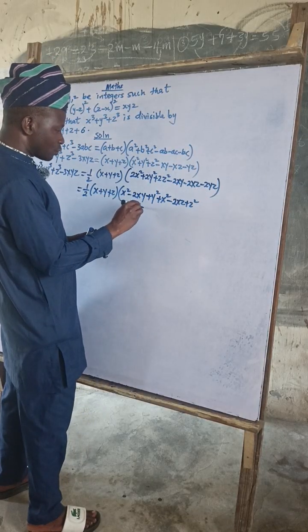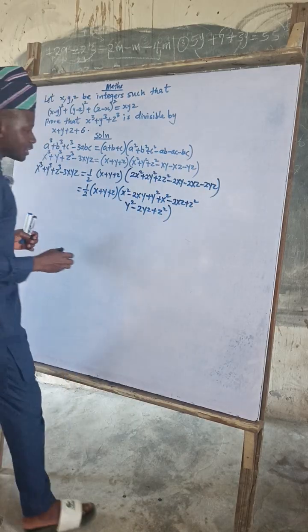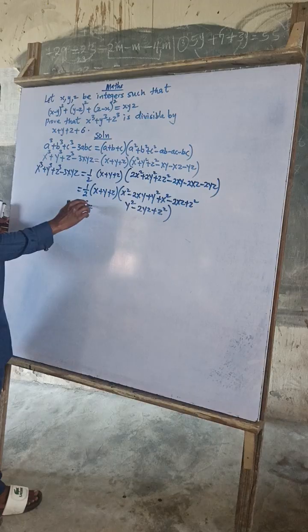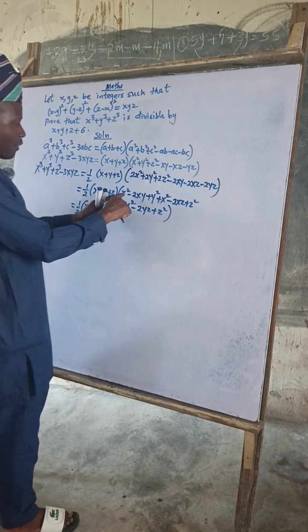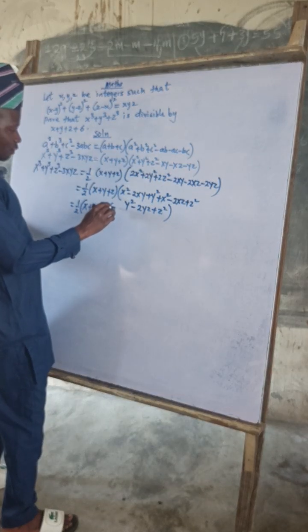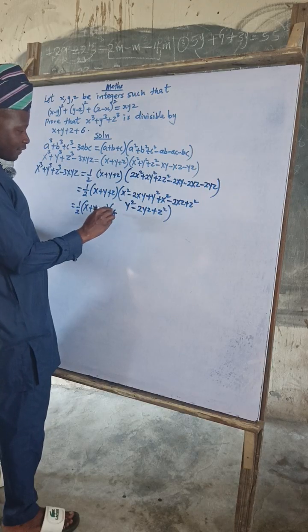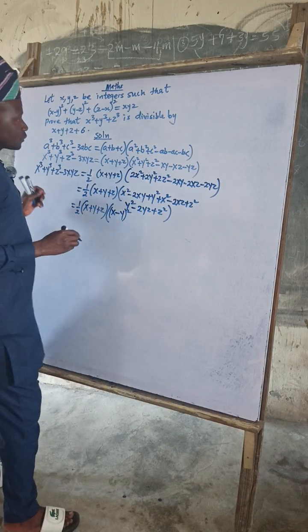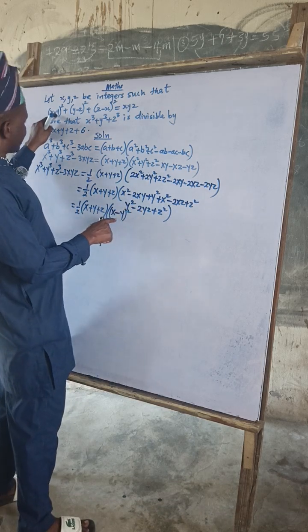In between we have minus 2yz, then plus z squared, so that we can factorize. So we have 1 over 2 open bracket x plus y plus z, then open bracket. Now when we factorize this, we are going to arrive at x squared minus 2xy plus y squared, which will give us x minus y raised to power of 2.